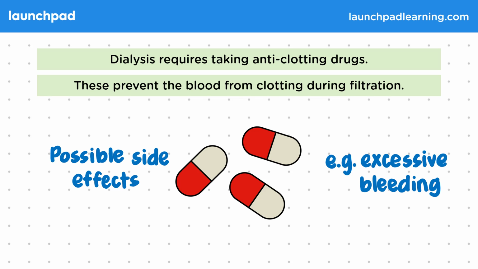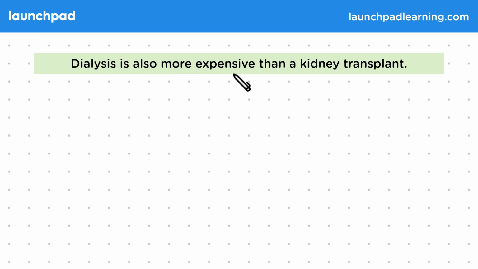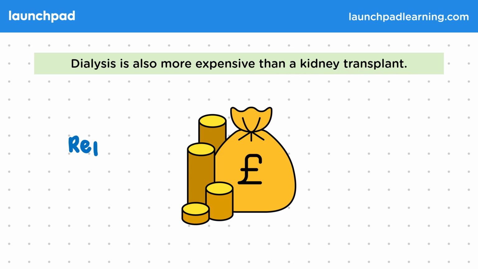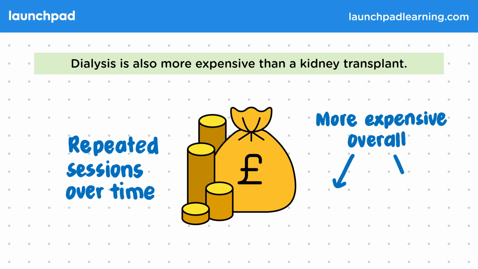So what's the relative cost of dialysis versus transplant surgery? Dialysis is also more expensive than a kidney transplant. This is because repeated sessions over time stack up in cost. This means that dialysis tends to be more expensive overall, whether that's paid for by the NHS or by the person if they receive private healthcare. Although a kidney transplant operation is expensive, it's a permanent solution, so is cheaper in the long run.